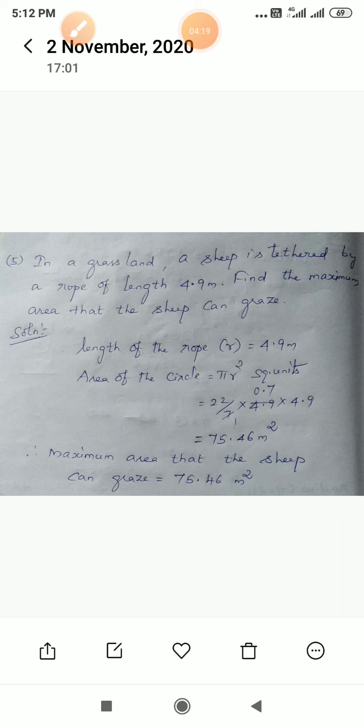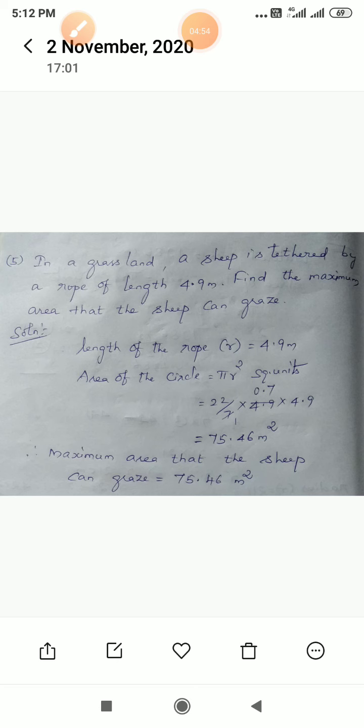Area of the circle equal to pi r square units. Take pi is equal to 22 by 7 into 4.9 into 4.9, because r square means we write r 2 times. Now multiply 7 and 4.9 by the 7 table. We get the answer 0.7. And multiply 22, 0.7 and 4.9. We get the answer 75.46 meter square. Therefore maximum area that the sheep can graze is equal to 75.46 meter square.